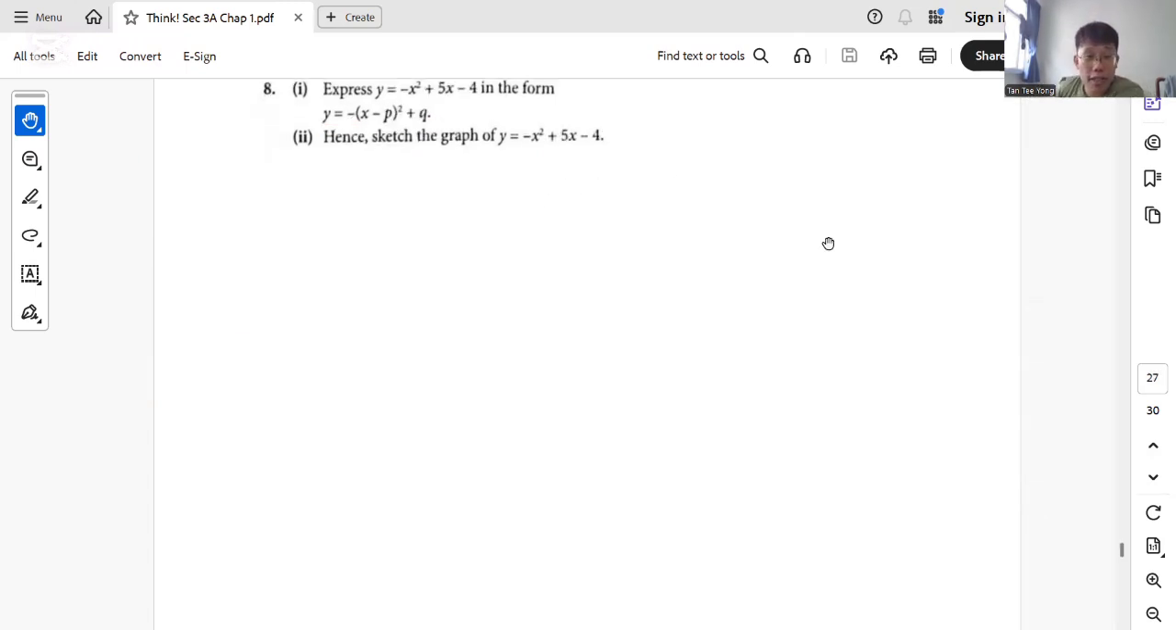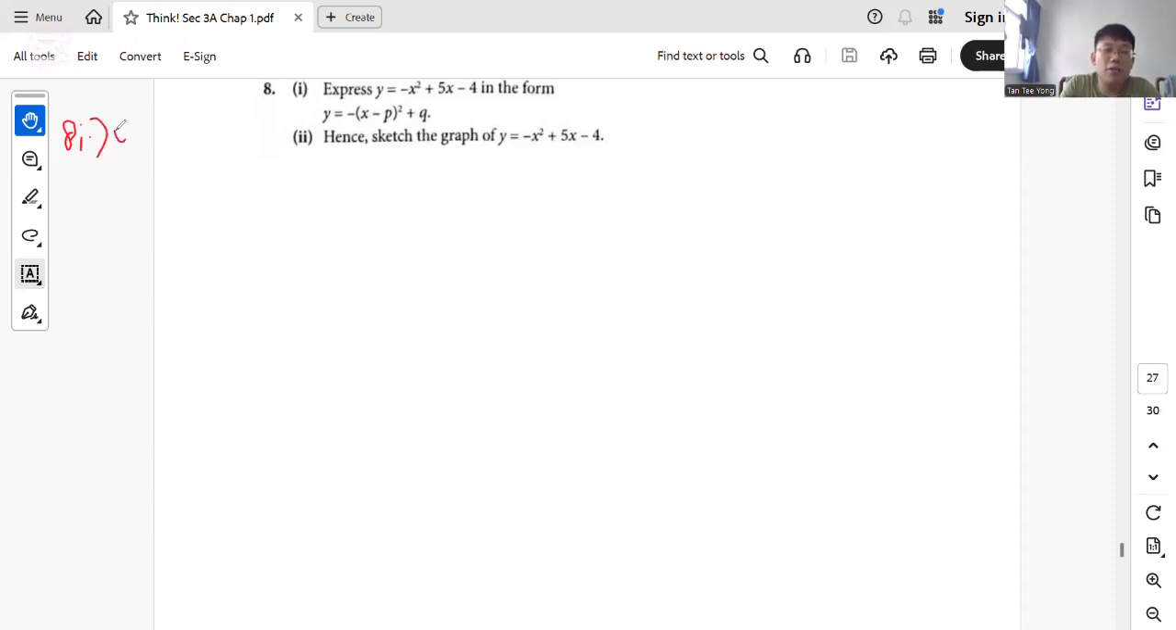Let's go through question 8. Officially, it's going to be my last graph to sketch. It's sketching from the completed square form. So 8 part 1, let's start off with 8 part 1.